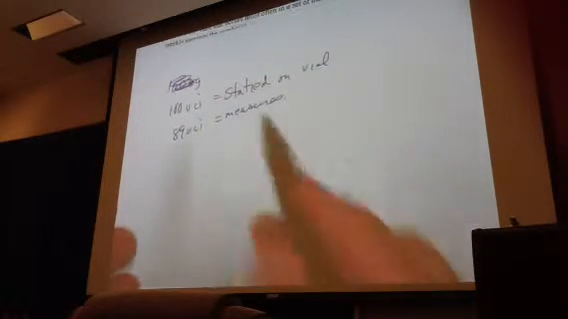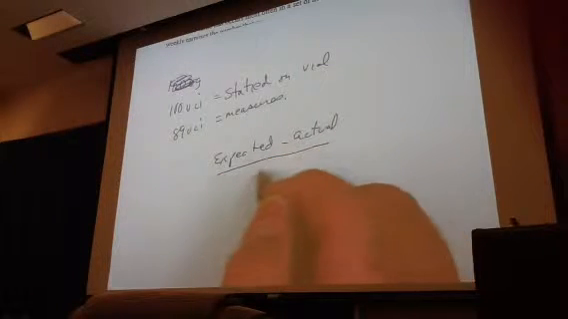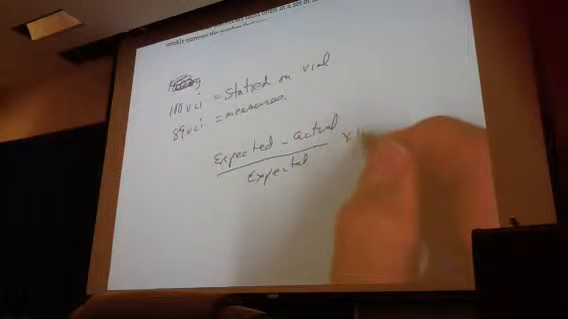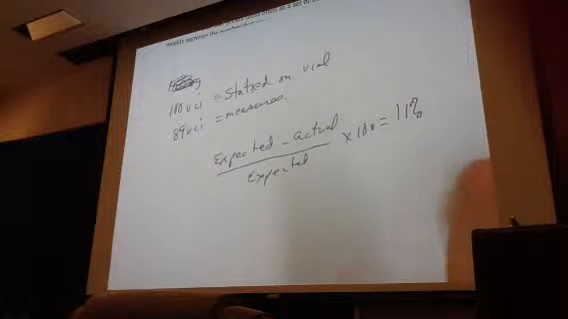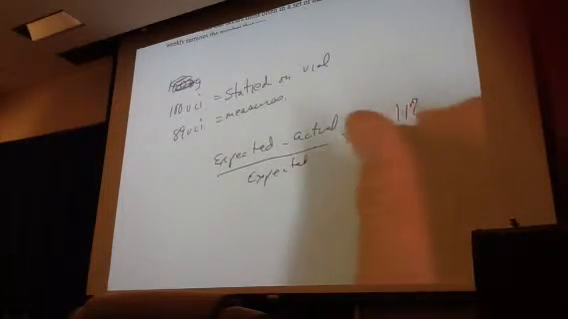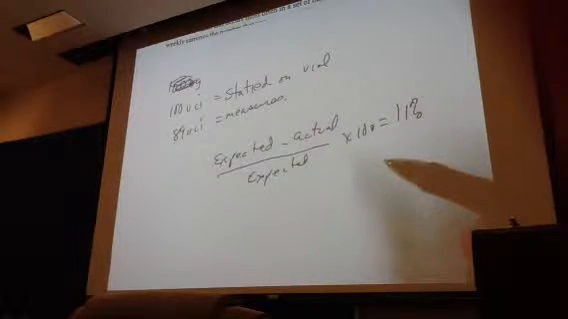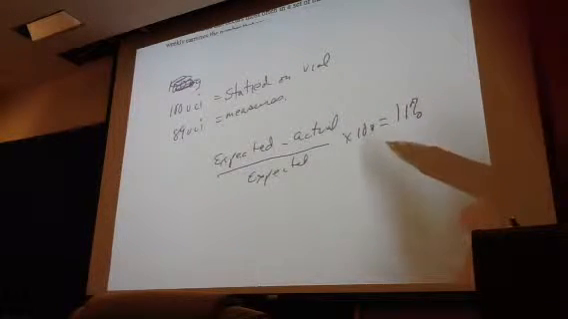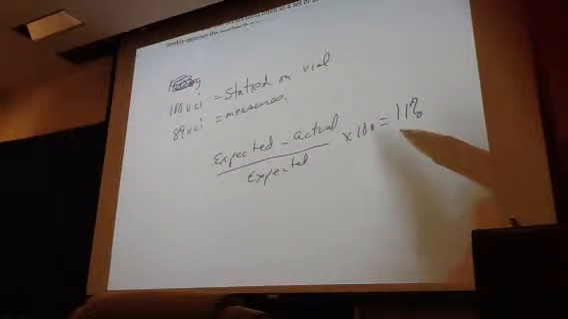Okay. Well, this is where you use the formula: expected minus actual over expected, times 100. Okay, so it's 11%. Now, what are we allowed here in California? 5%. Okay, NRC allows 10%. So are we in violation? Yes, technically we are. It's 11%.